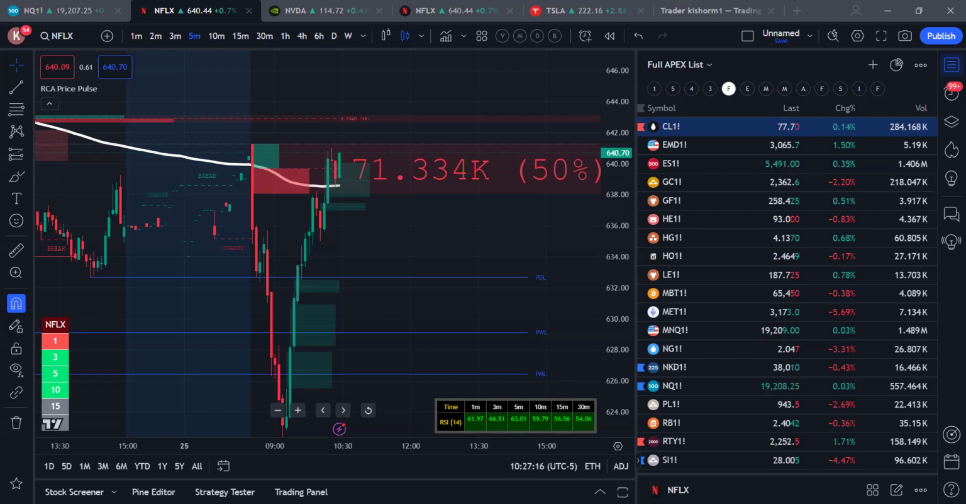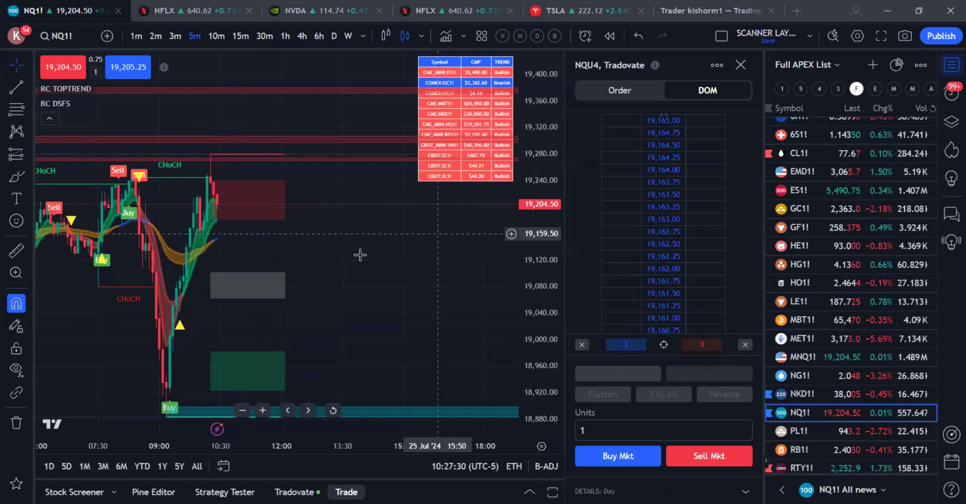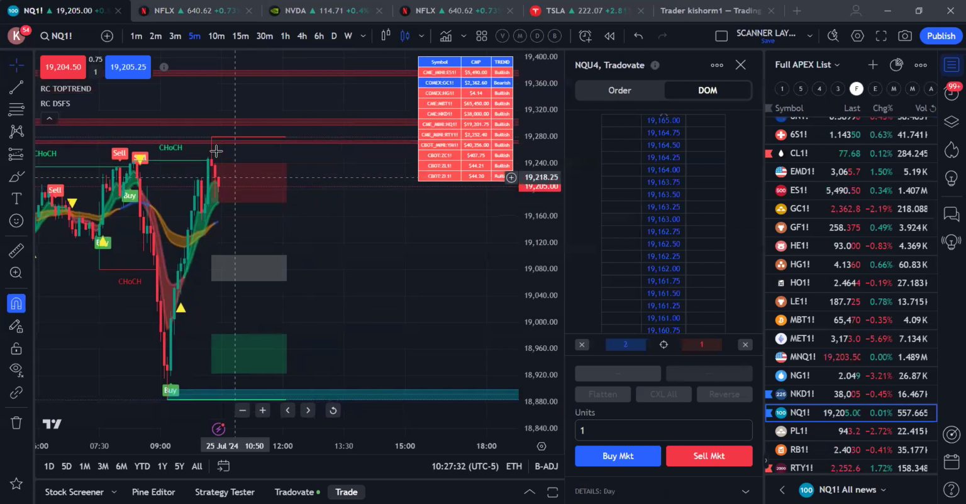I'm posting all the alerts in the options channel. We should see a drop in a few minutes. In QQQ also we should see a sell signal. If NQ gives a sell, then Netflix and Nvidia should drop much bigger.